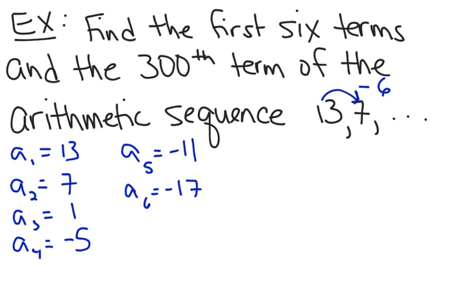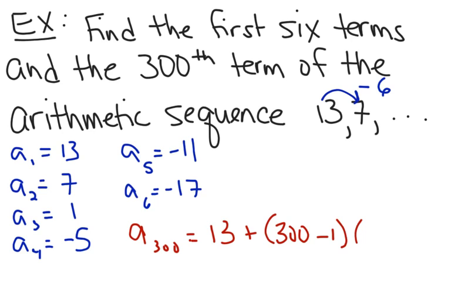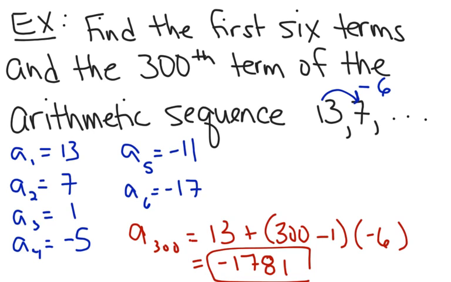Now I want to find the 300th term. So the 300th term is going to be the first term plus n minus 1 times the common difference. And then all you have to do is plug this into your calculator, hit enter, and you're going to find out that the 300th term is negative 1,781.